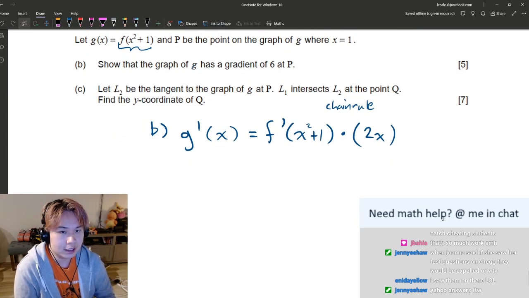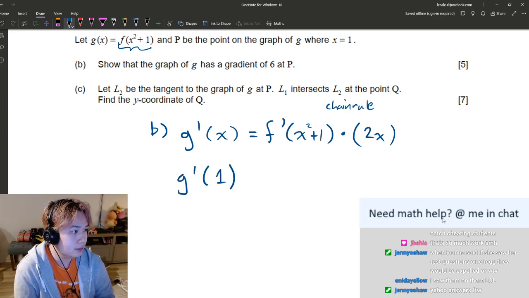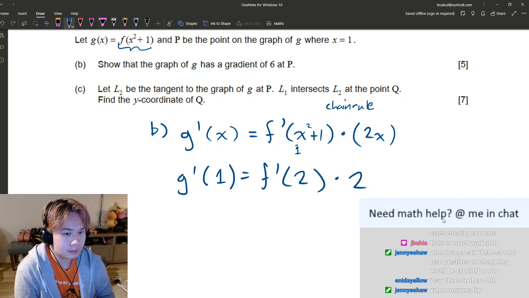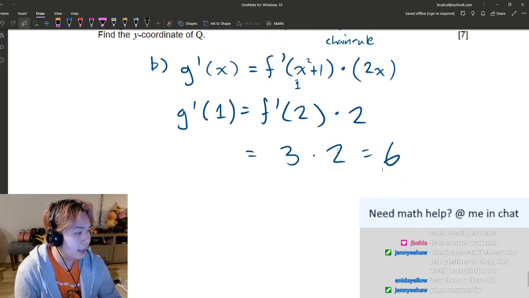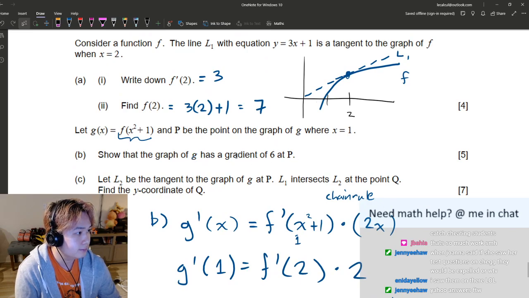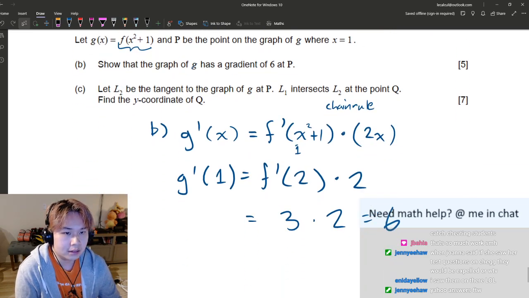So please be careful with the chain rule. So now, the gradient at x equals 1 is f prime at 2, if I plug in 1 into my x value, times 2. And then we know that this is 3, so then this is 6, as shown. And then let L2 be a tangent to the graph at point P, then L1 intersects L2 at the point Q, and then find the y-coordinate of Q.